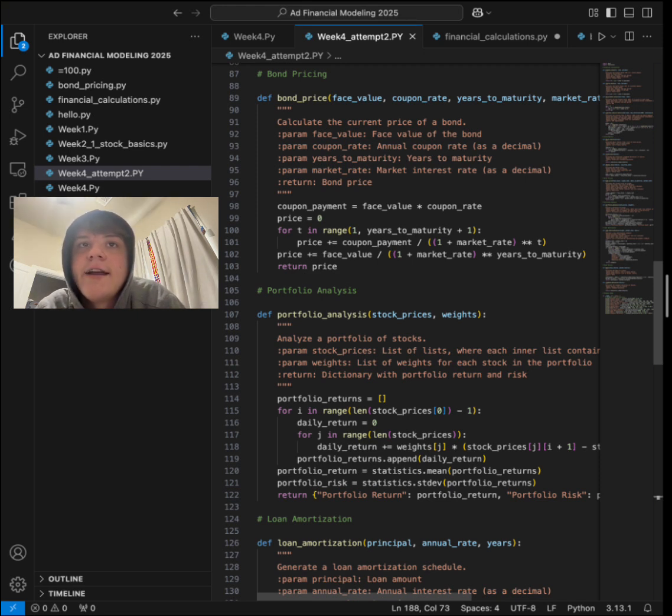Portfolio returns equals brackets. For i in range len(stock_prices[0]) minus 1, daily return equals 0. For j in range len(stock_prices), daily return plus equals weights[j] times (stock_prices[j][i+1] minus stock_prices[j][i]) divided by stock_prices[j][i]. Portfolio returns append daily return. Portfolio return equals statistics.mean(portfolio_returns), and portfolio risk equals statistics.stdev(portfolio_returns). So return portfolio return and portfolio risk.